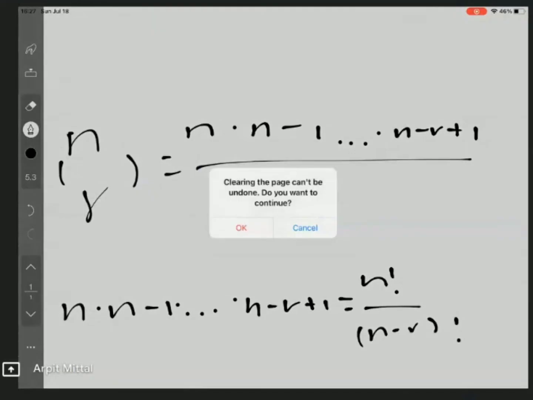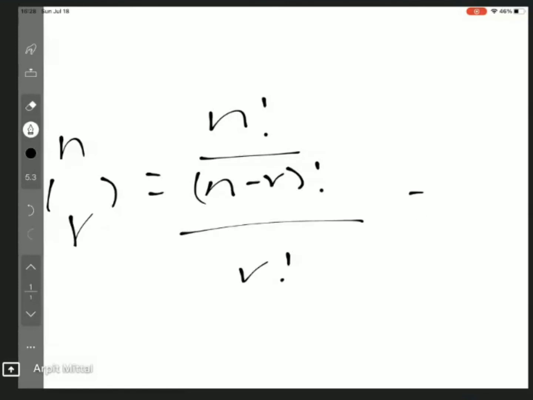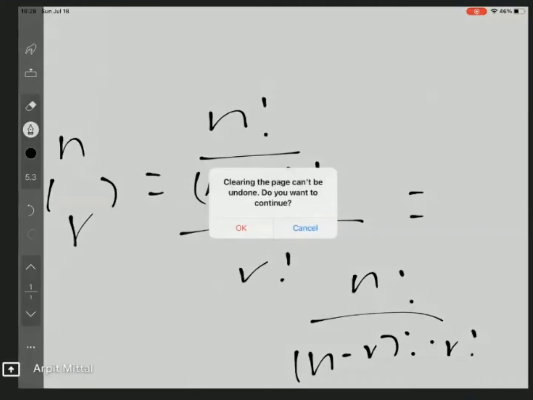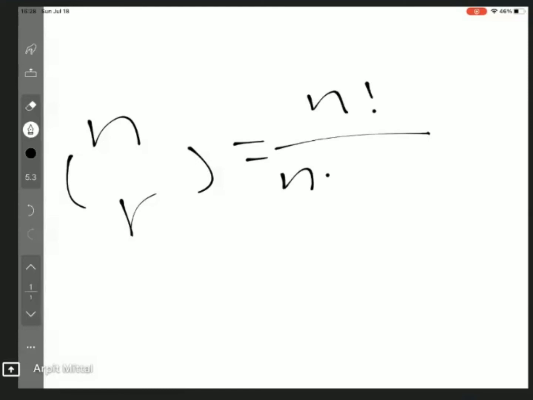So because of this, we can write N choose R as N factorial divided by N minus R factorial, divided by R factorial, which is equal to N factorial divided by N minus R factorial multiplied by R factorial. Okay, I'll write this a little bit more clearly on a blank page. So N choose R, forming a committee of R people from a group of N people, is equal to N factorial divided by the product of N minus R factorial and R factorial.